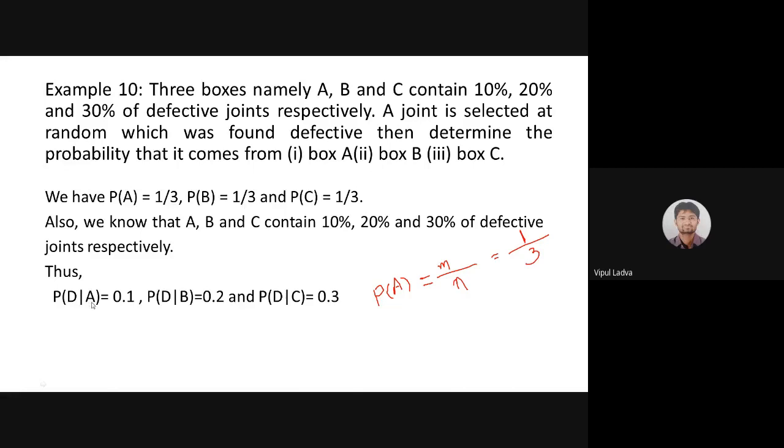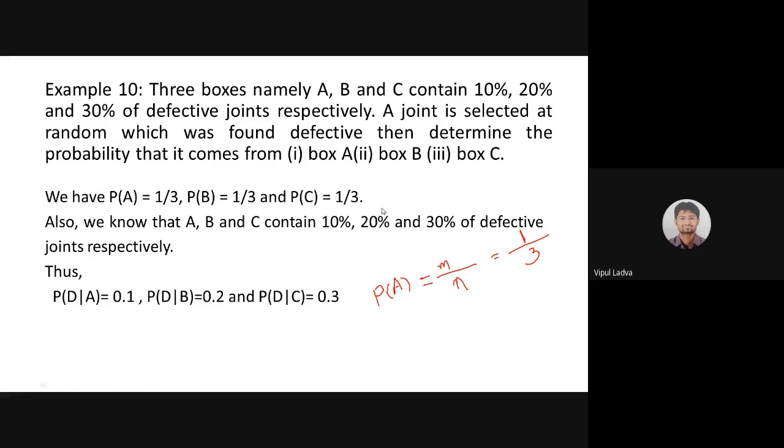Now D with respect to A, that probability is already provided, that is 10% chances, 10%. If I need to convert that percentage into a fraction, then it will be 10 divided by 100, and 10 divided by 100 will give me 0.1. Similarly, D with respect to B will be 0.2, and 0.3 represents the probability that the randomly selected joint is from box C and defective. Is it? So these are the data we have. Observe, P of A, P of B, P of C नहीं दिया गया था, वो हमने identify किया. It was very simple to identify because these three will be equally likely events.